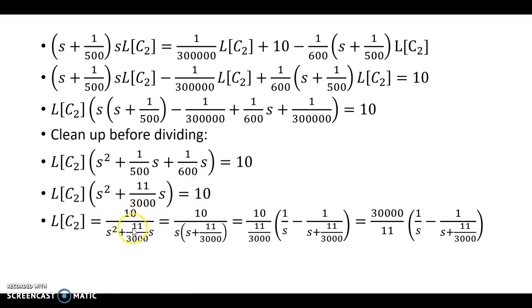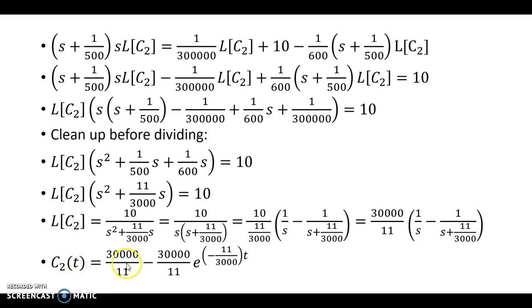So it's just 10 over that portion. And then that equals, now I'm going to factor out an s, because that's going to allow me to see that now this is a partial fraction decomposition. So I'll have 10 over this, b minus a. A is 0, so I have 10 over 11/3000 times the first factor minus the second factor, and then I just did a little bit of manipulation of the fraction, 30,000 elevenths times that, and now I can invert this.